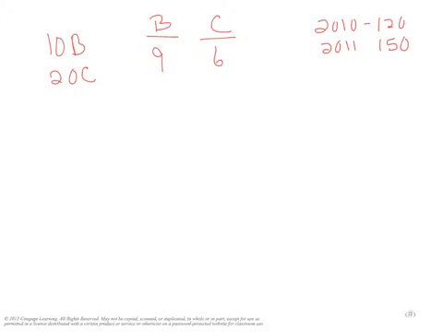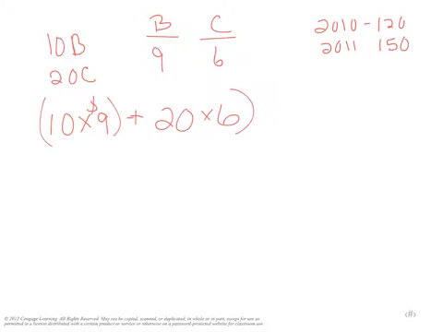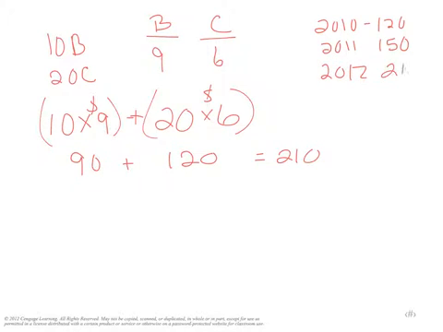So now I'm going to go ahead and calculate the basket's cost. I have 10 pounds of beef times $9 a pound, plus 20 pounds of chicken times $6 a pound. And so when I calculate that, it gives me $90 plus $120. If I add those two together, I end up with 210. So the basket's cost in 2012 becomes 210.